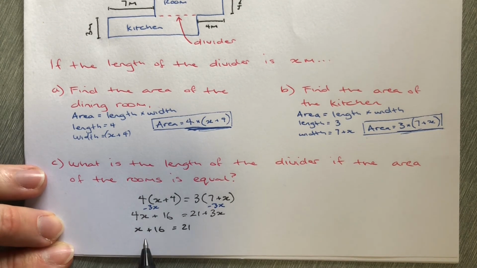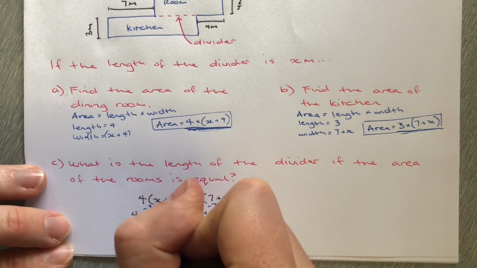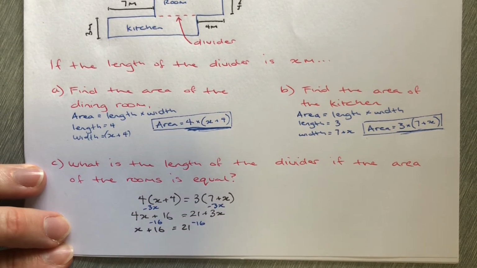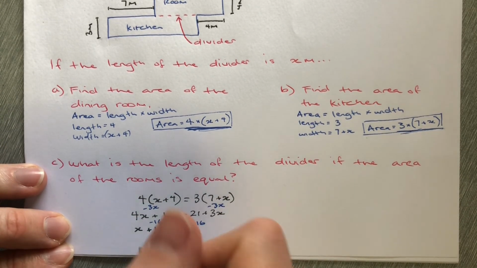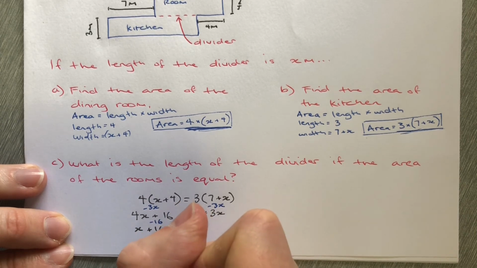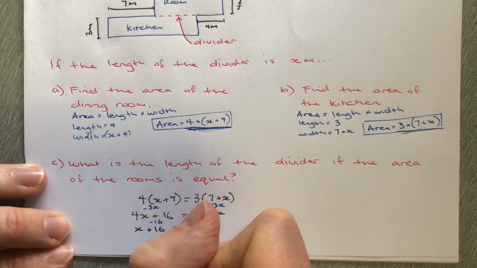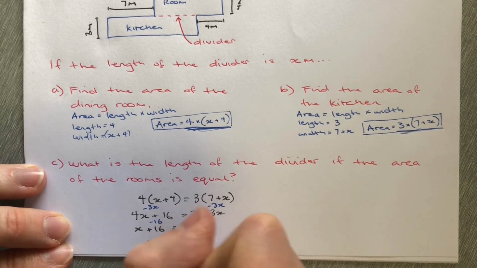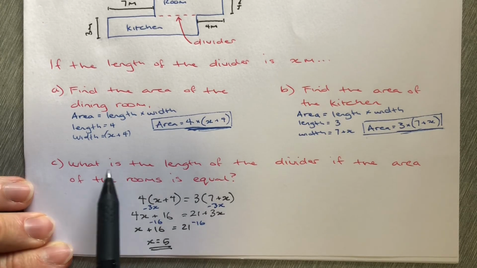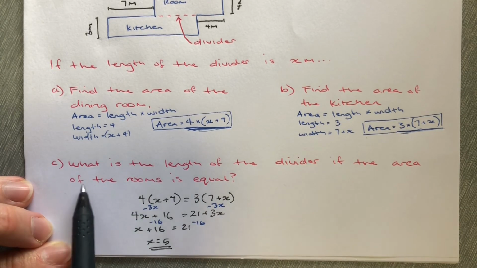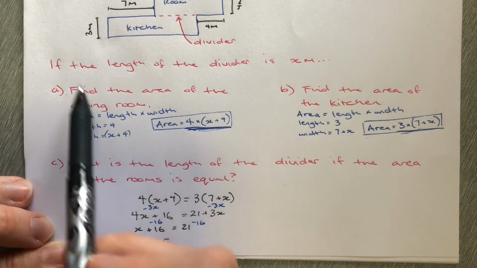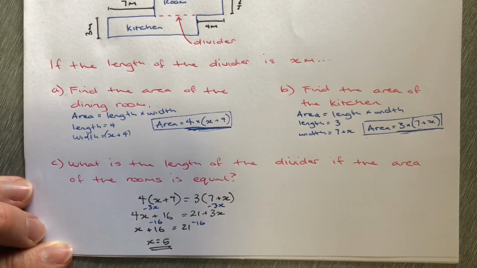Now I want to get rid of this 16. The opposite to plus 16 is minus 16. Have to do it to the other side too. So that's going to give us x equals 21 minus 16, which is 5. There we go. So we just answered it. What is the length of the divider if the area of the rooms is equal? Remember, x was the length of the divider. It's told us up here. So there we go. We found it. Done.